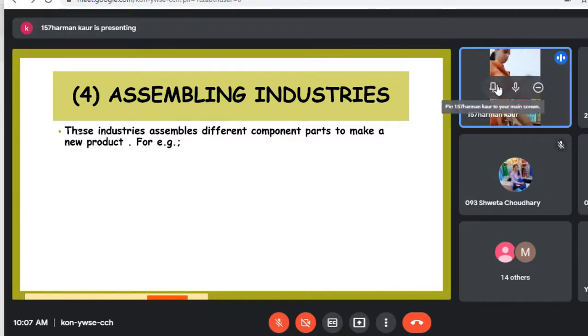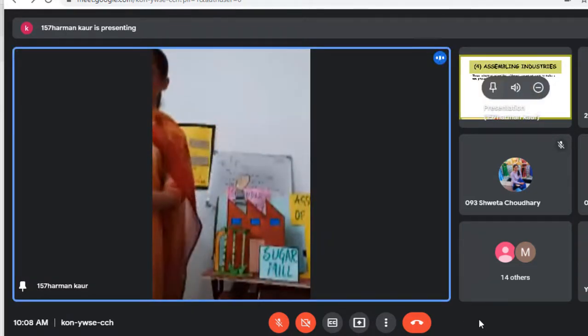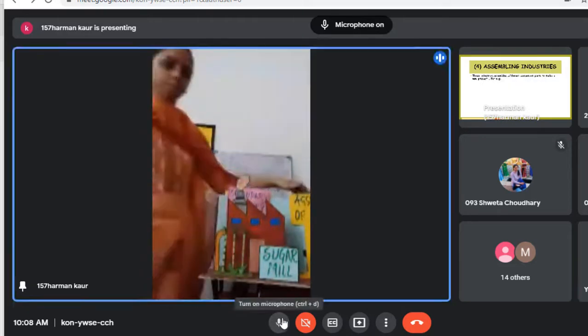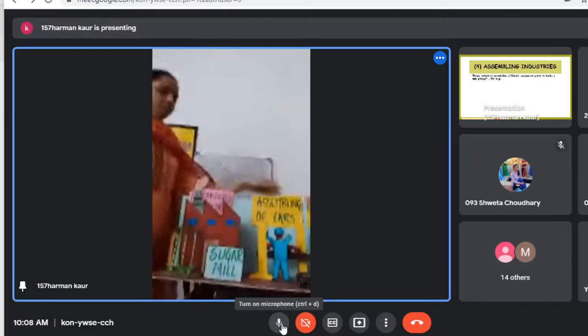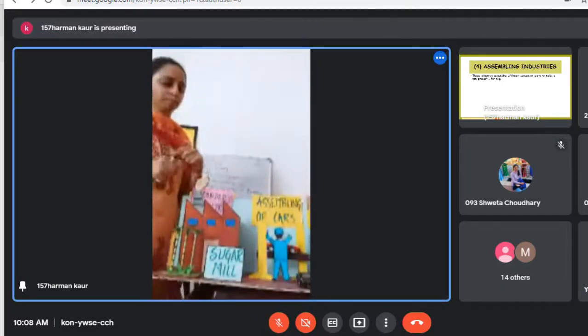Yes, anyone? What can you see in this model? Children, the model is not visible, the model is not visible. Sorry. Okay. What can you see here in this model?